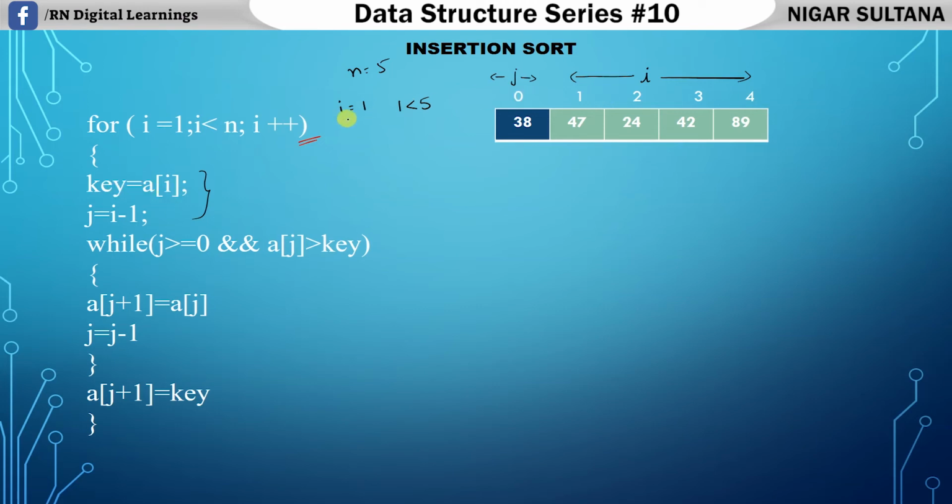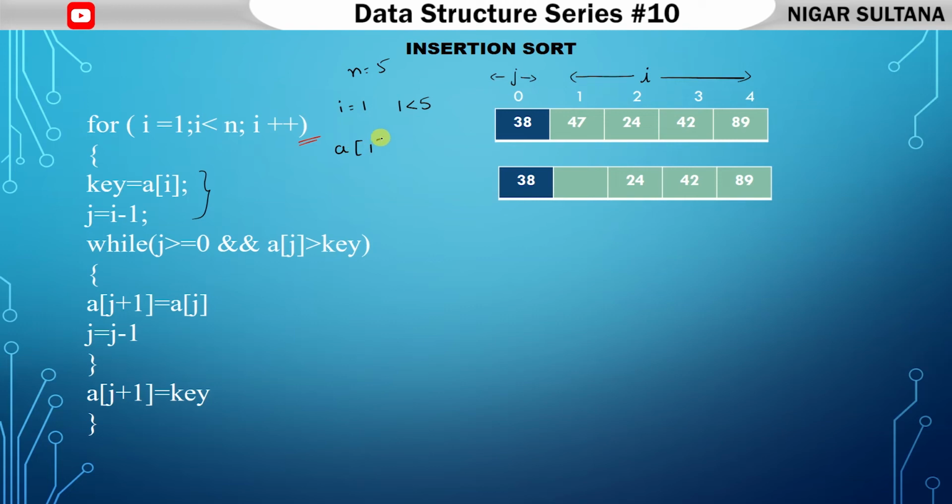I have told you A of I is 1. A of 1 is what? 47. So 47 I must assign to key. So I have given this value 47 as my key.